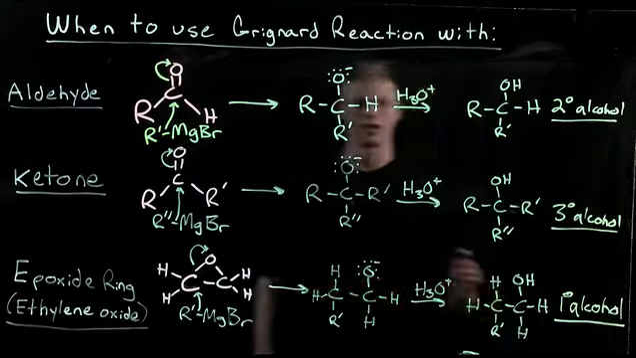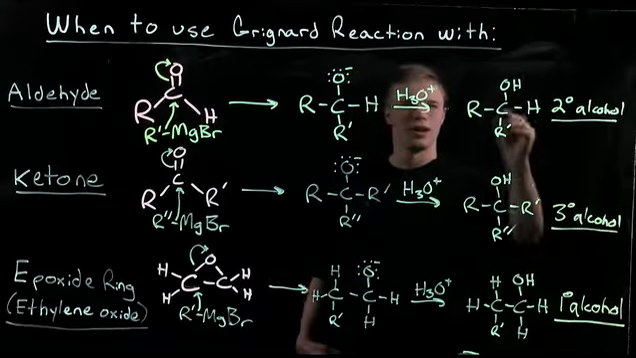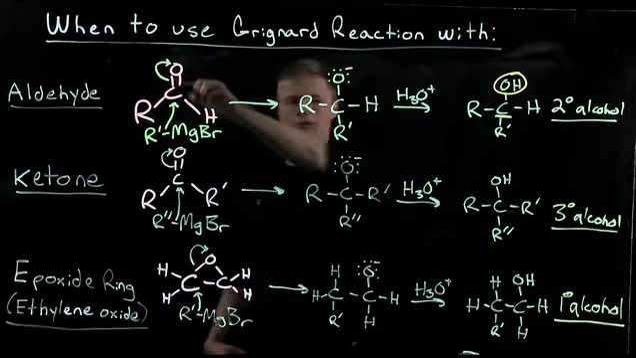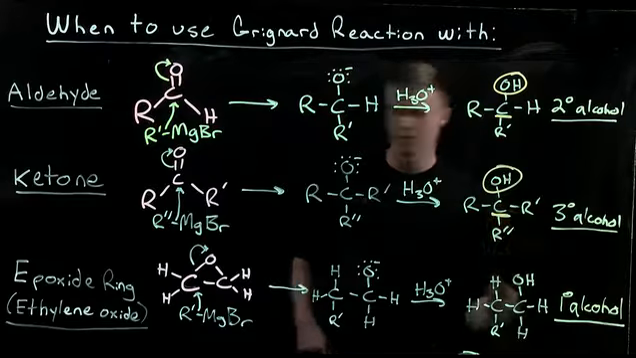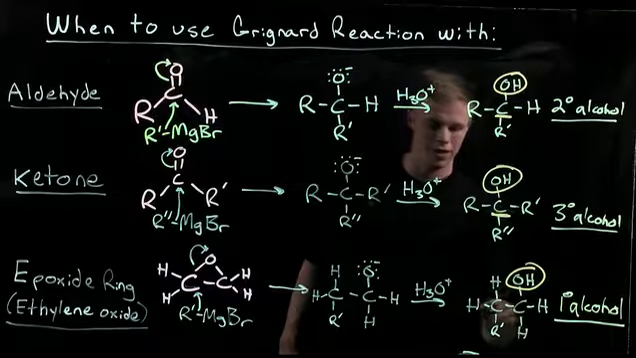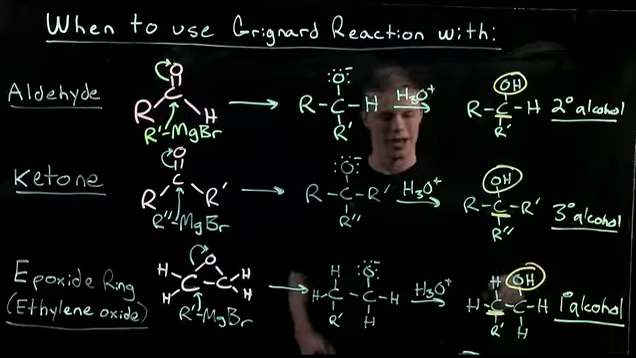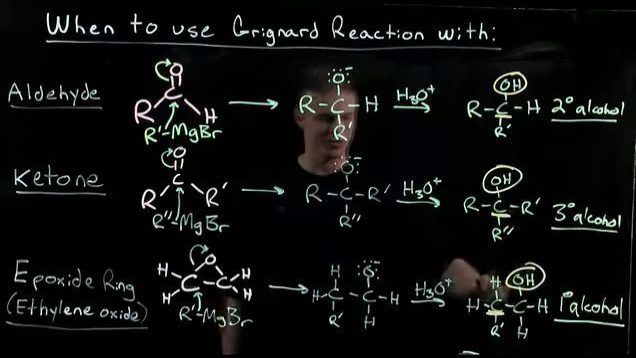Now, the other key difference here is for the aldehyde and the ketone, the OH group is on the same carbon as the carbonyl carbon. And then, as you can see, it's the same thing here. But if you go to the epoxide ring, the alcohol group adds to the adjacent carbon. So if you want to add a substituent group to the adjacent carbon of a hydroxyl group, you want to use the epoxide ring.